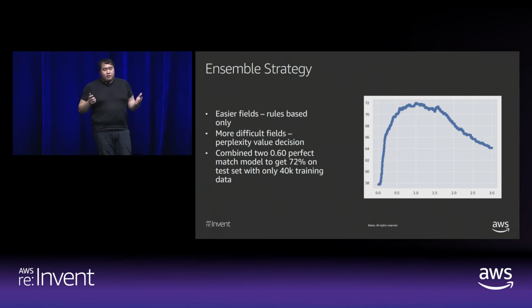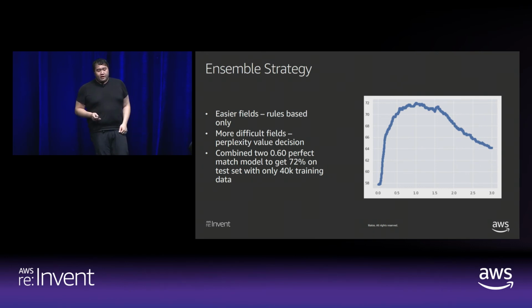Now we clearly have three approaches, so this is how we use them together. For easier fields, rules-based is very sufficient, so we just use that. For more difficult fields, with the encoder and decoder approach, we can get some sort of confidence of how well we think the result is correct. And if that value is not confident, then finally we will take the CNN box tagging approach.